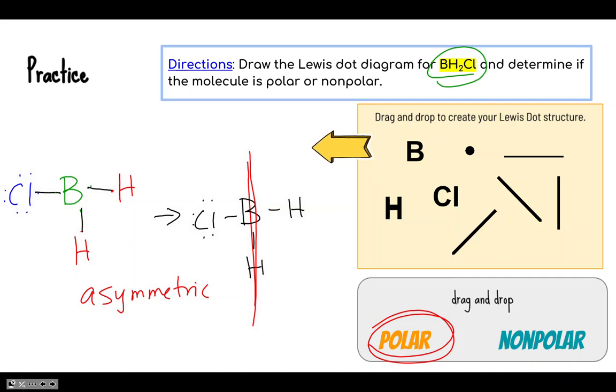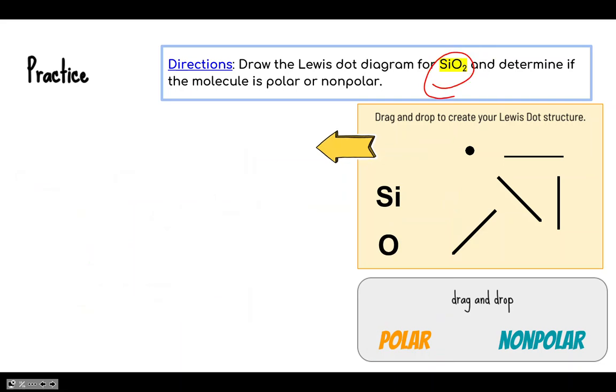All right, moving on to silicon dioxide. So we have our Si in the middle. How many dots does Si get? 4. 2, 3, 4. Strategically place my other ones on opposite sides here. Oxygens get 6. And I leave them open towards the center. This one's going to form what?